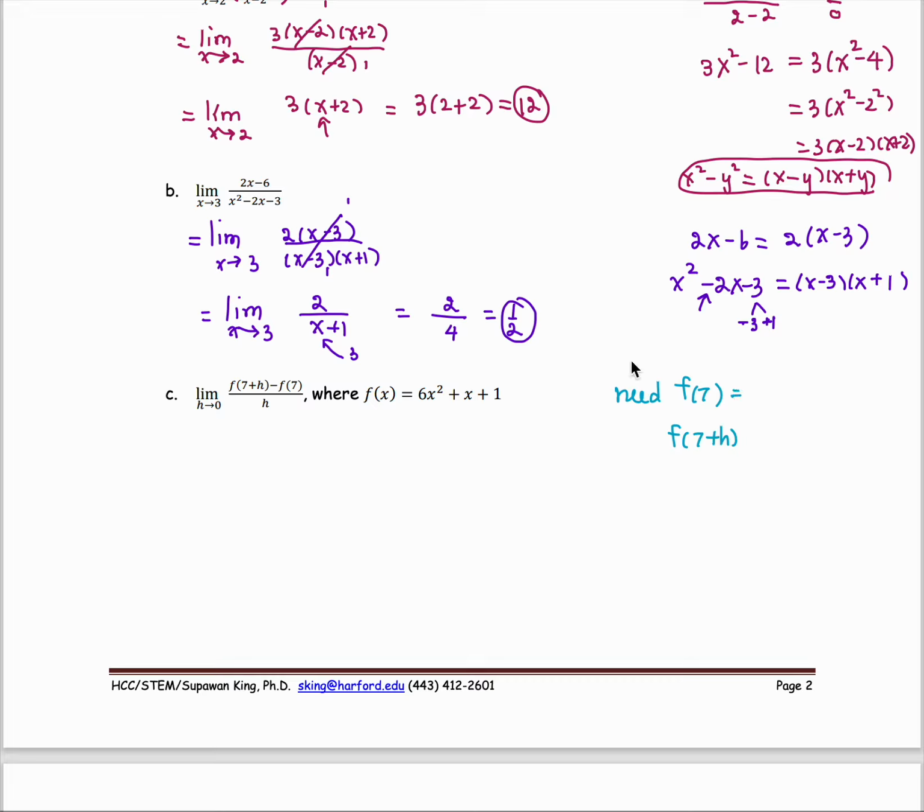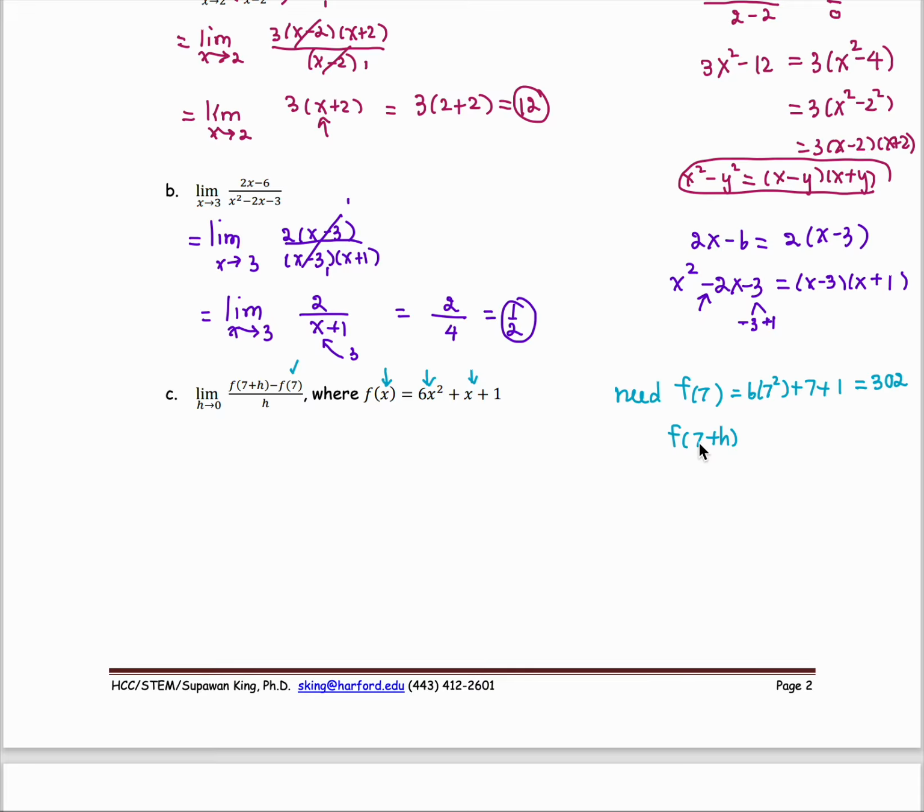The function at 7, that means wherever you see x, you're gonna replace with the 7. So we have 6 times 7 squared plus 7 plus 1. That turns out to be 6 times 49 plus 7 plus 1. Put in the calculator. We get the value 302. Set it aside. So that term is found.